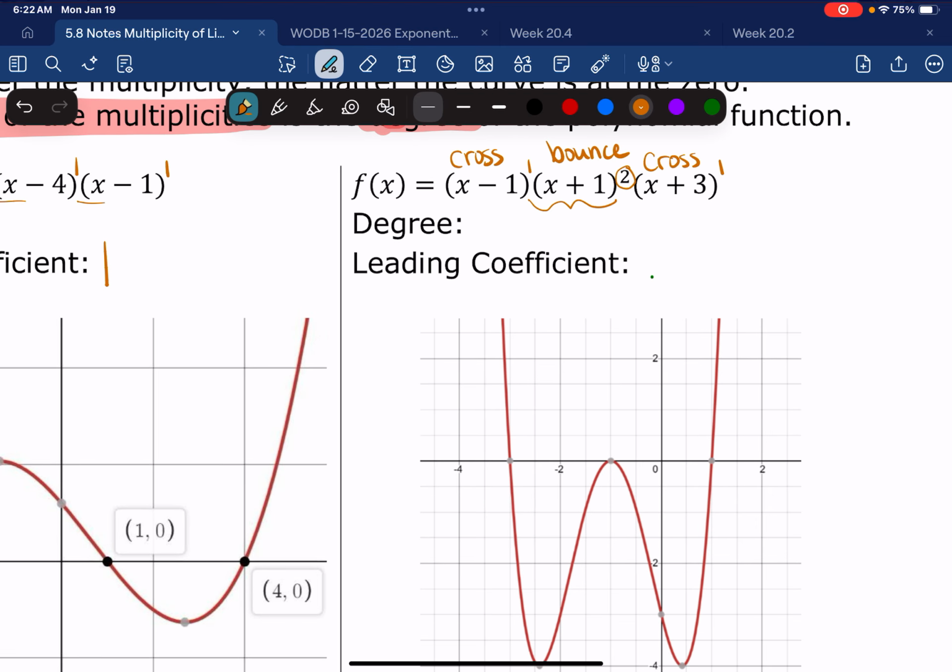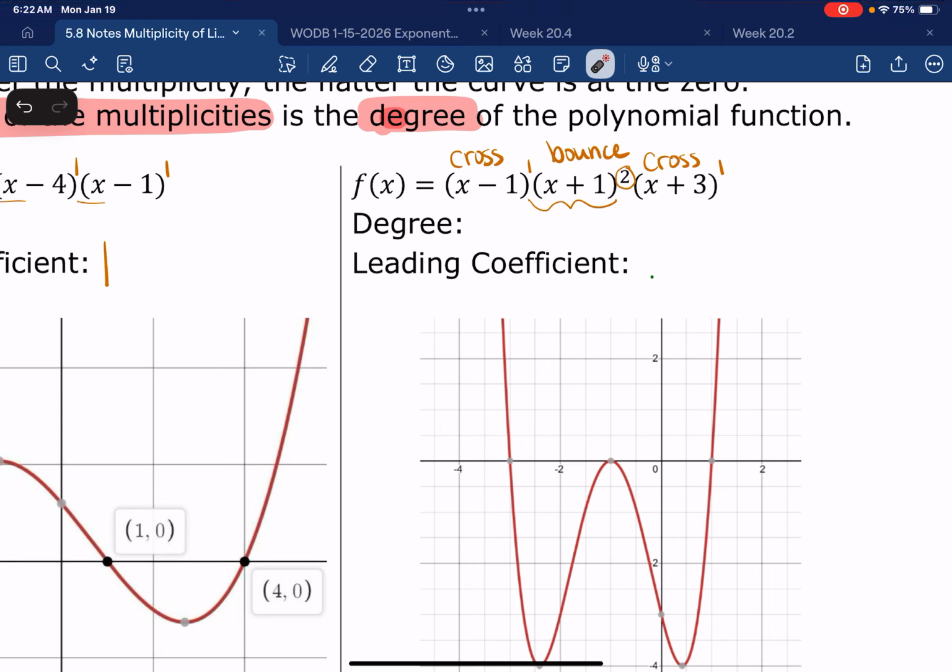And hopefully you notice right here at x equals negative 1, the graph indeed does just touch the x-axis and bounce off of it. It doesn't actually cross through it.